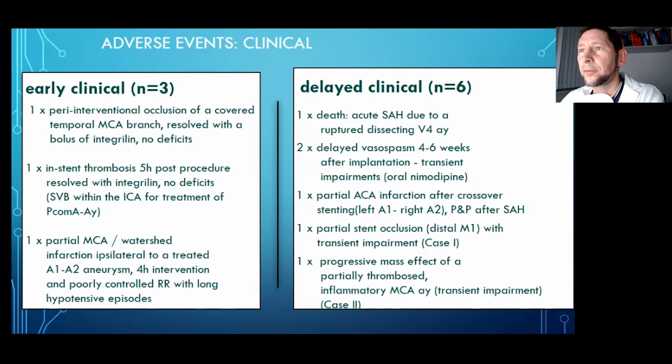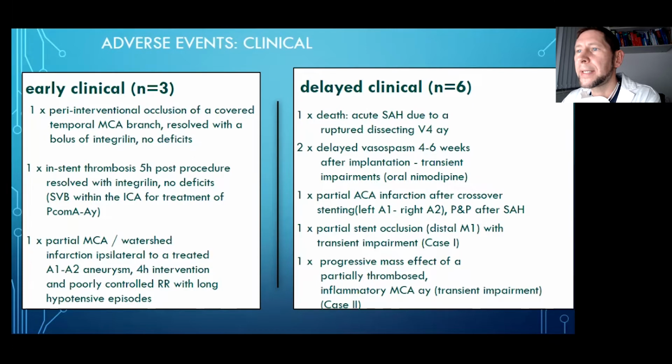We also had a couple of delayed clinical events. So we had 1 death in context of acute SAH due to a rupture dissecting vertebral artery aneurysm extending into the basilar artery. We had 2 delayed vasospasms 4 to 6 weeks after implantation, which was treated with oral nimodipine. The patient recovered well from the delayed vasospasm.